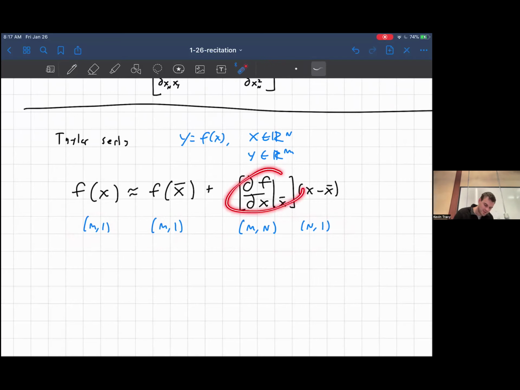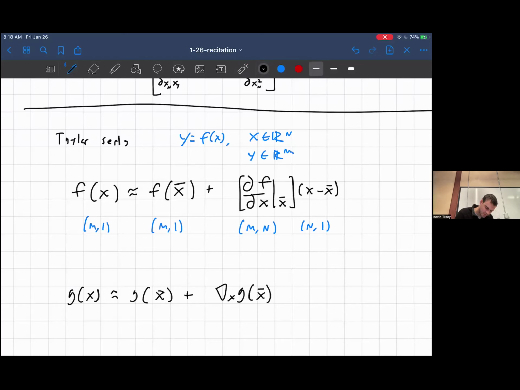So you see how the definition of the Jacobian, in that we have a number of rows and number of columns as our outputs and inputs respectively, just makes all the dimensions work out. Now, if I was thinking of a single variable function, I'd have to transpose things. So if I was using our g example, g of x bar plus gradient of g at x bar, I have to transpose this for it to work.